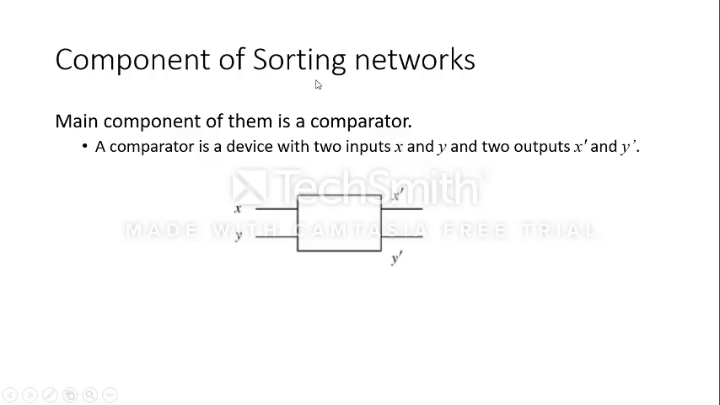Now, there is an important component of sorting networks which is named the comparator. The comparator is an abstract device which has two different inputs, x and y, such that when these two inputs are given to this particular box, I shall explain the significance of this box, we get two different outputs, x prime and y prime.